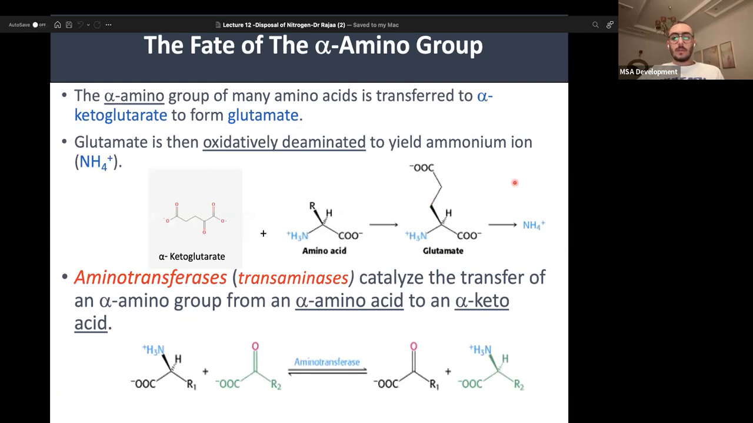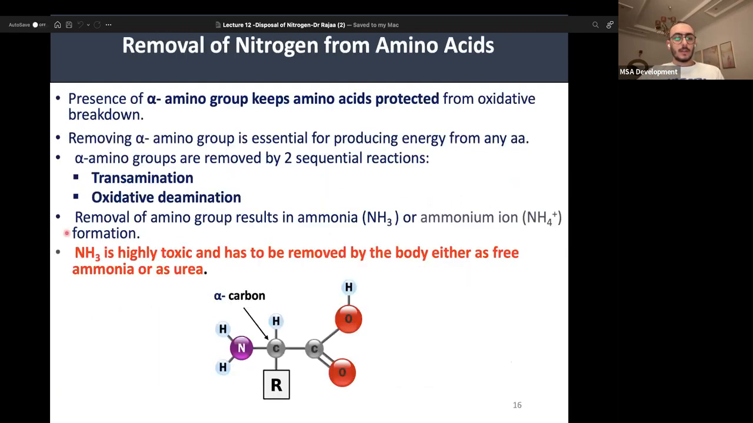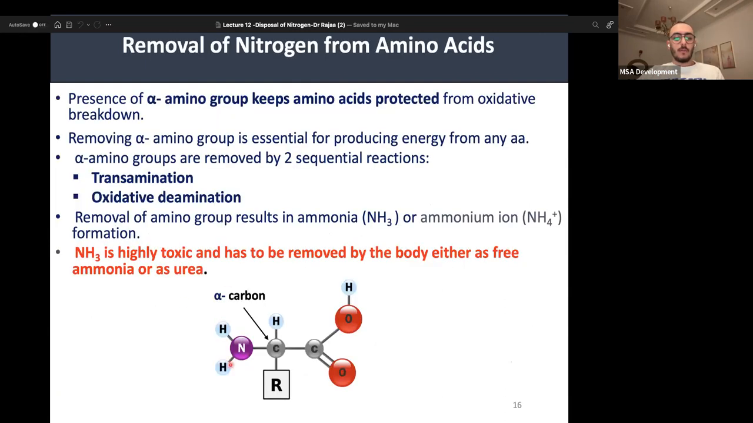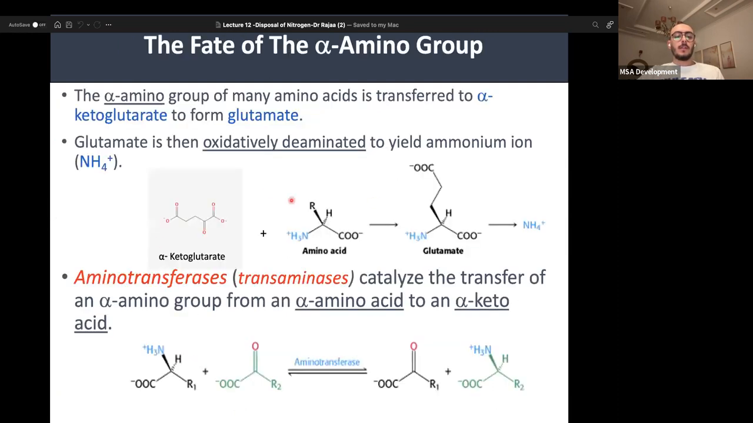Right. Let's start with the first reaction, transamination and oxidative deamination, to remove the ammonia, or the amino group. It's called the amino group for now. Let's start with transamination, the first reaction. Transamination is basically removing this amino group and giving it to an alpha keto acid.